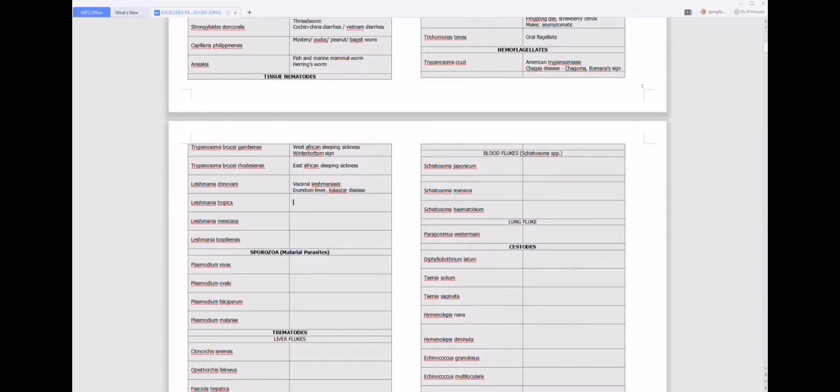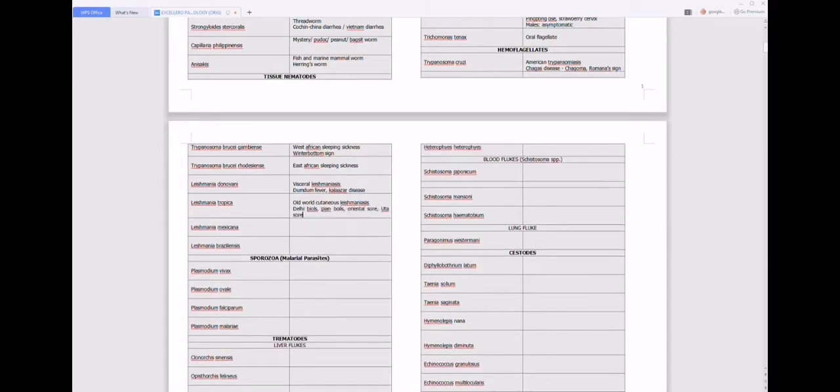Next, Leishmania tropica. Leishmania tropica is Old World cutaneous leishmaniasis. So Old World cutaneous tropica. It can also cause Delhi boil, Pian boil, Oriental sore, and Utah sore. Okay? So marami siya, tropica. Old World cutaneous leishmaniasis, Delhi boil, Pian boil, Oriental sore, and Utah sore.